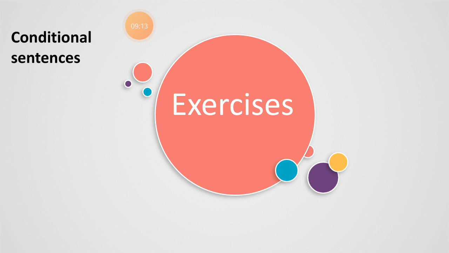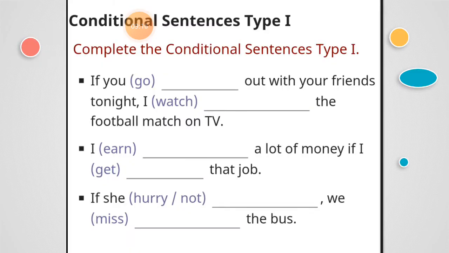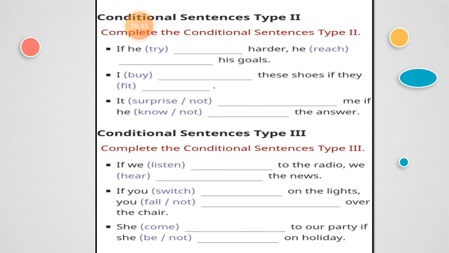And here are some tasks relating to the conditional exercises. Now conditional type 1 sentences, in which you have to put the simple present with the future tense, right? If you go out with your friends tonight, I will watch the football match on TV, right? So conditional type 1 is a combination of the if clause with simple present tense, and the main clause with will and shall. Conditional type 2, there are example sentences given to you, and you have to solve them. Again, this is a combination of the past tense and could, might, would with the first form of the verb.